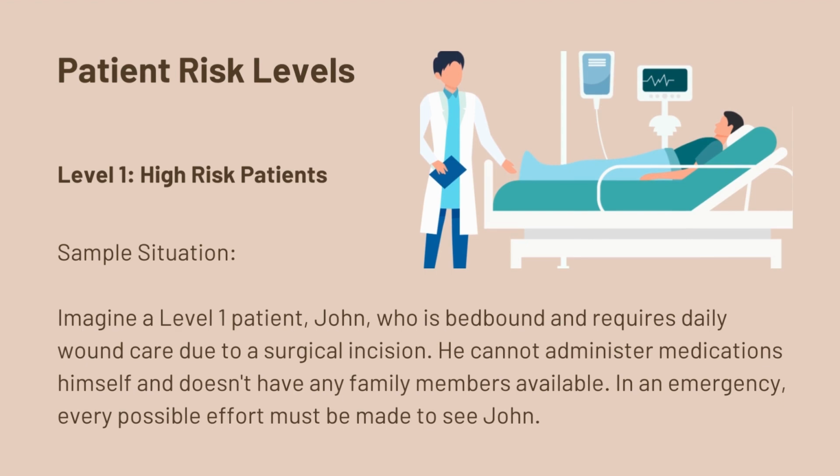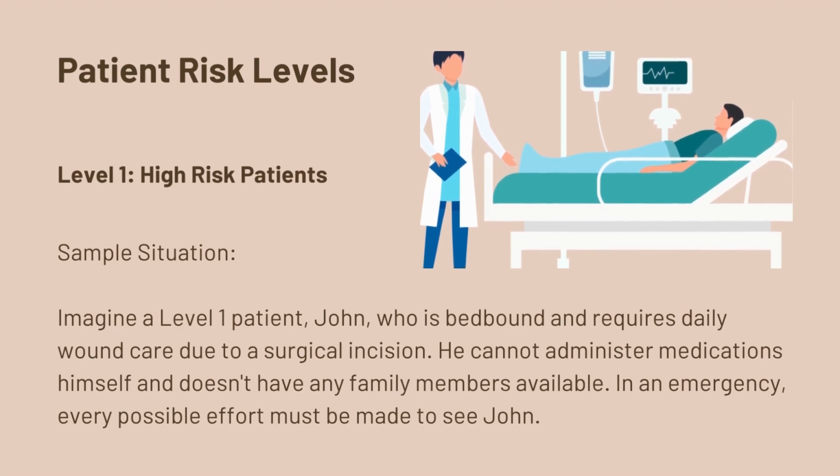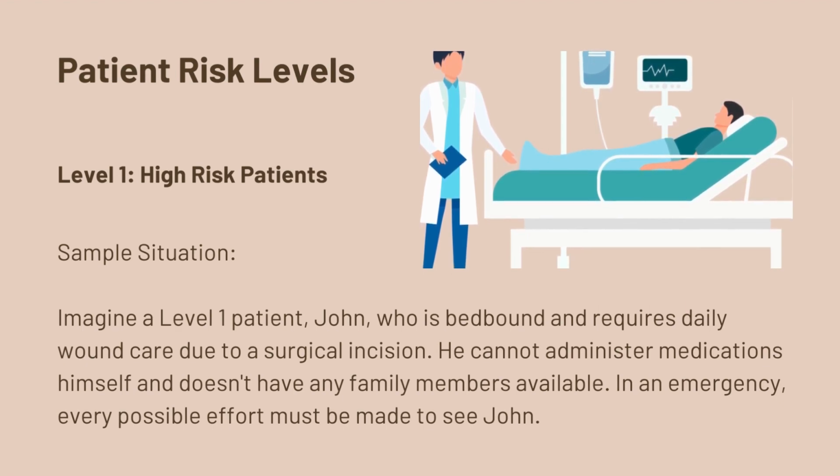Level 1: High risk patients. These are patients who require uninterrupted services. There's no available caregiver or family present, and the patient cannot be left alone for extended periods. Examples include bedbound or chair-bound patients with physical assistance needs, patients unable to self-administer daily medications like injections, wound care patients who cannot perform dressing changes, and those receiving infusion therapy. Let's look at the example situation.